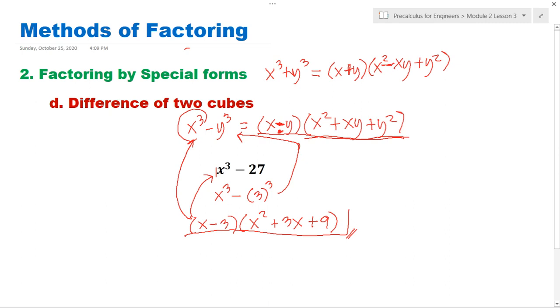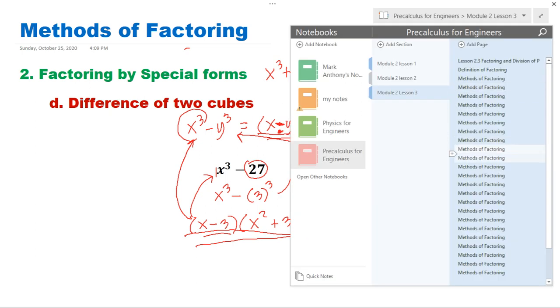So, let's have an example here. We have x cubed minus 27. As you can see, 27 can be expressed as a cube of a number. So, it is 3. Therefore, this is of the form x cubed minus y cubed, wherein our y is equal to 3. So, follow lang this formula here. You have x minus 3 times x squared plus xy, so 3x plus 3 squared, which is equal to 9. So this would be our answer for this example. That is difference of two cubes.